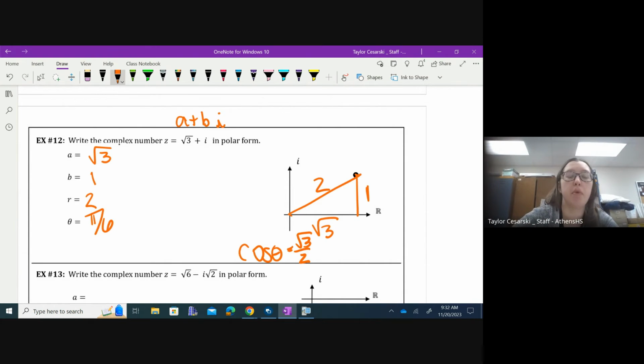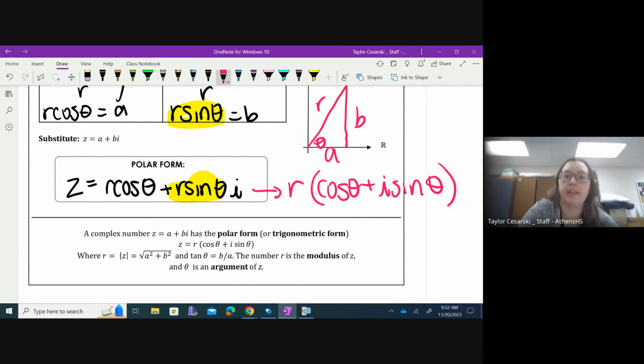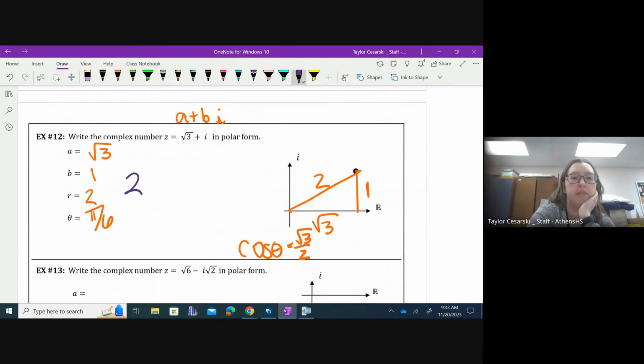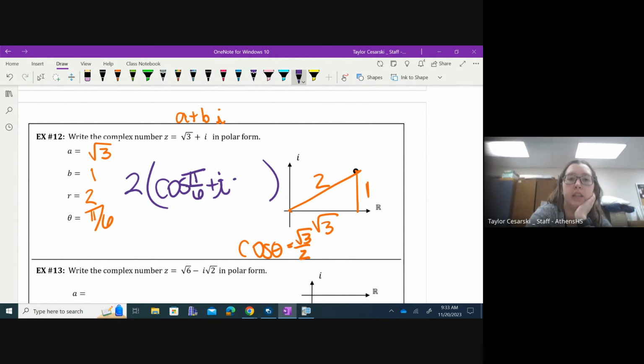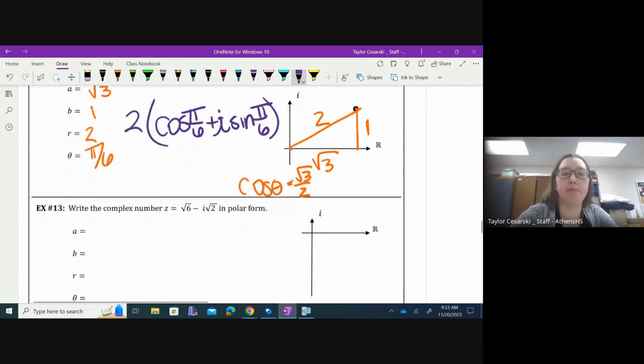So if I was going to write this in polar form, another equivalent form that you'll see a lot is the r factored out, like this. I'm going to go ahead and write it in that form. If I have the 2 factored out, it would be 2 times cosine of pi over 6 plus i sine of pi over 6. That's just an equivalent representation: my r out front, cosine of whatever theta is, plus i sine of whatever theta is. Okay, let's do another example.